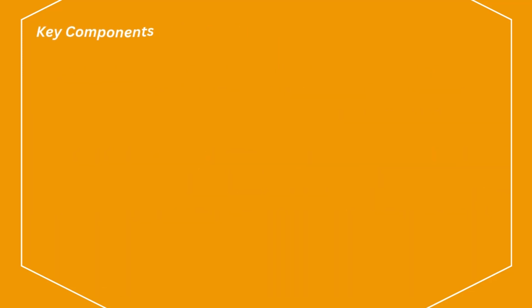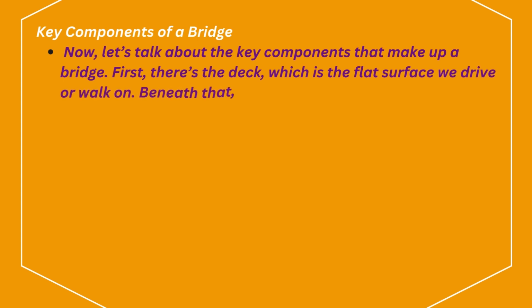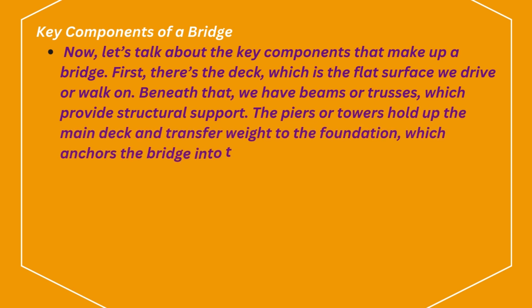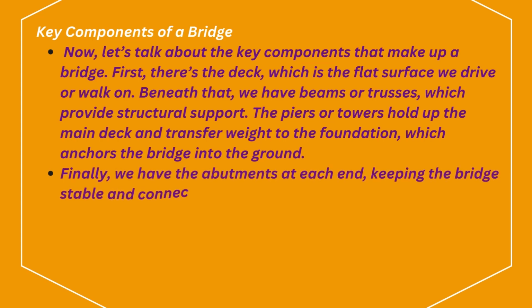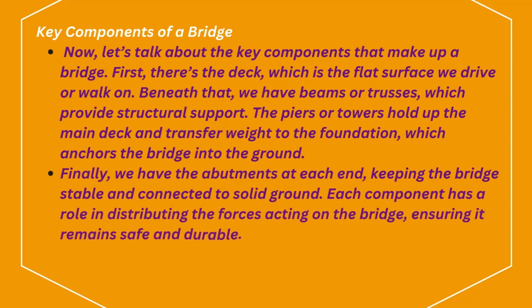Key components of a bridge. Now, let's talk about the key components that make up a bridge. First, there's the deck, which is the flat surface we drive or walk on. Beneath that, we have beams or trusses, which provide structural support. The piers or towers hold up the main deck and transfer weight to the foundation, which anchors the bridge into the ground. Finally, we have the abutments at each end, keeping the bridge stable and connected to solid ground. Each component has a role in distributing the forces acting on the bridge, ensuring it remains safe and durable.